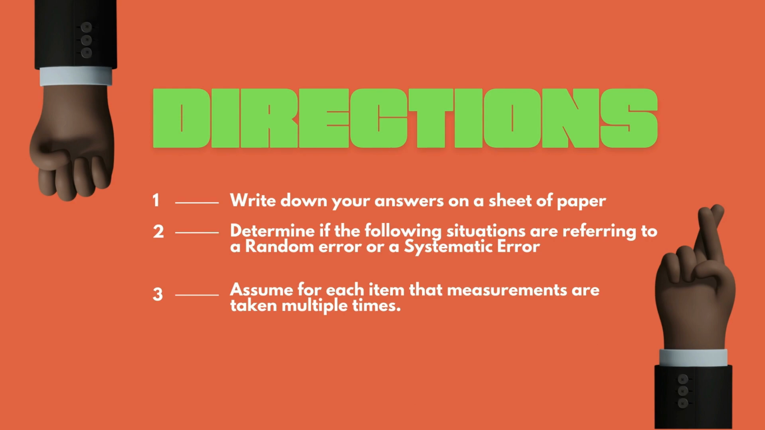Write down your answers on a sheet of paper. Determine if the following situations are referring to a random error or a systematic error. Assume for each item that measurements are taken multiple times.